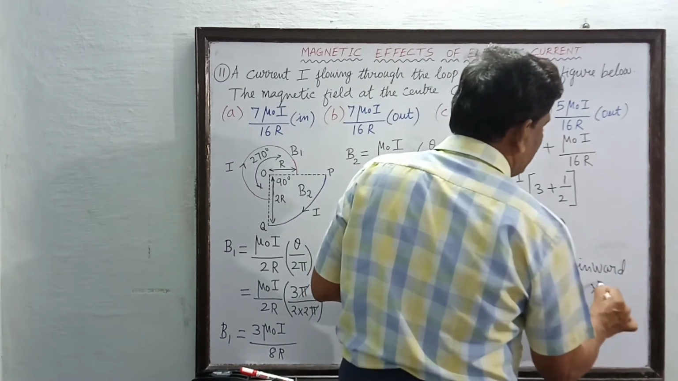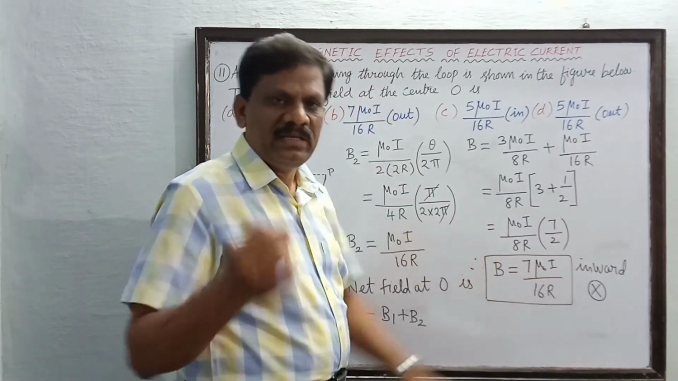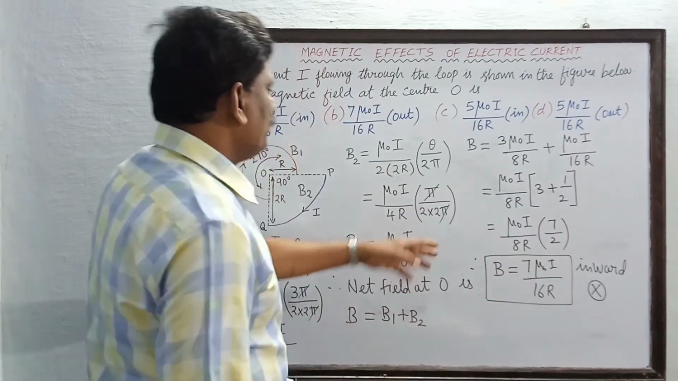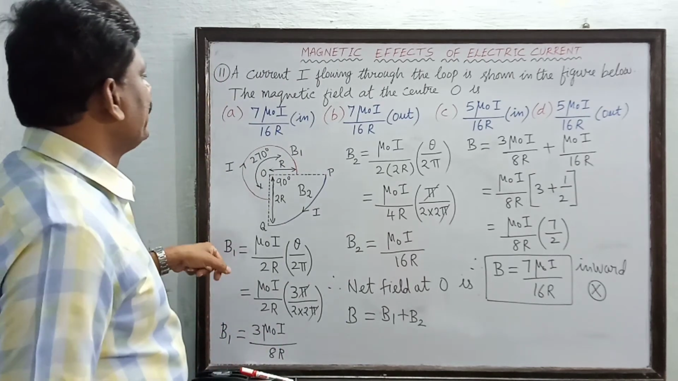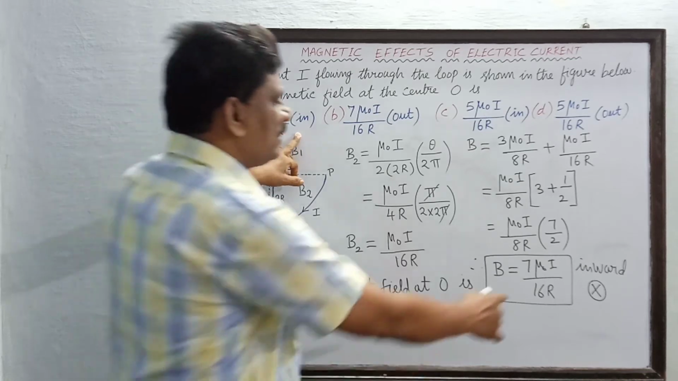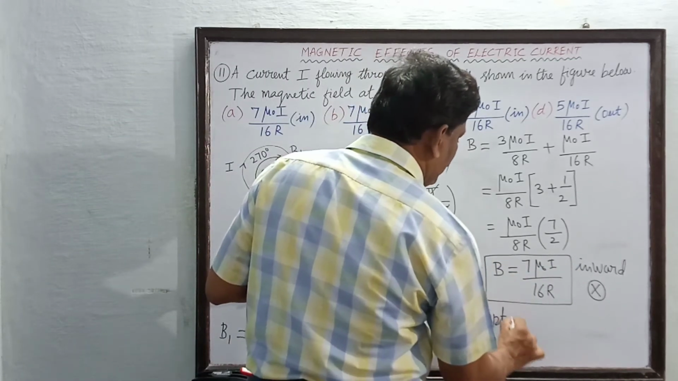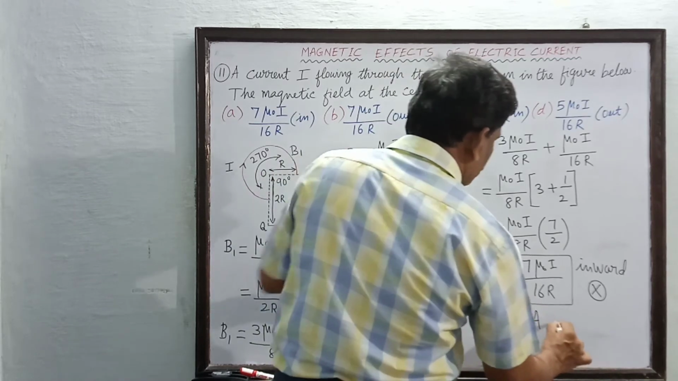Now X is the direction like this. So this is the indication for an inward magnetic field. So which is the correct option? Let us see now. So 7 mu naught I by 16 R inward. So this is the right option. Therefore option A is the correct answer.